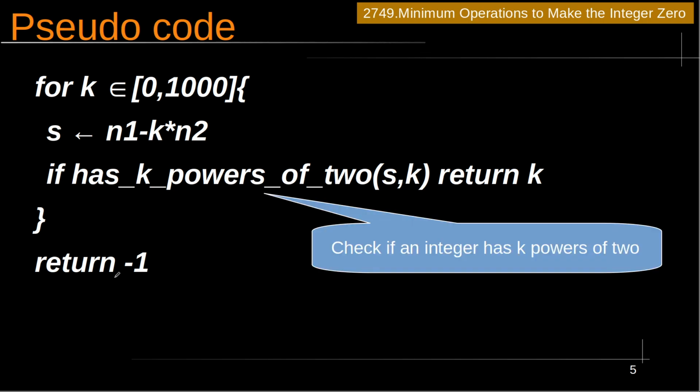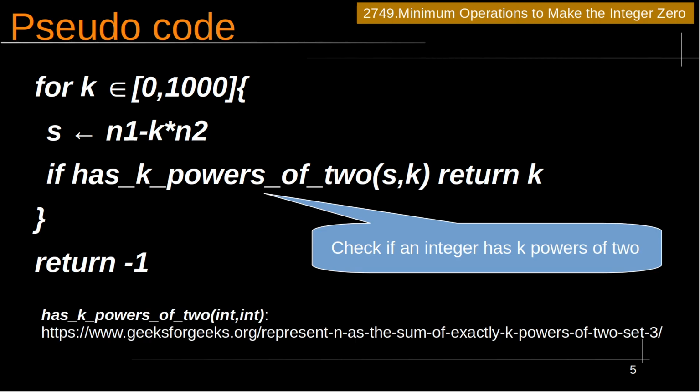So that function checks if an integer has k powers of 2. We are going to reduce the problem to this one: checking if an integer has k powers of 2. This is a well-known problem. Frankly, I didn't know the code at this time. I found the code on GeeksforGeeks. Let's see it together.